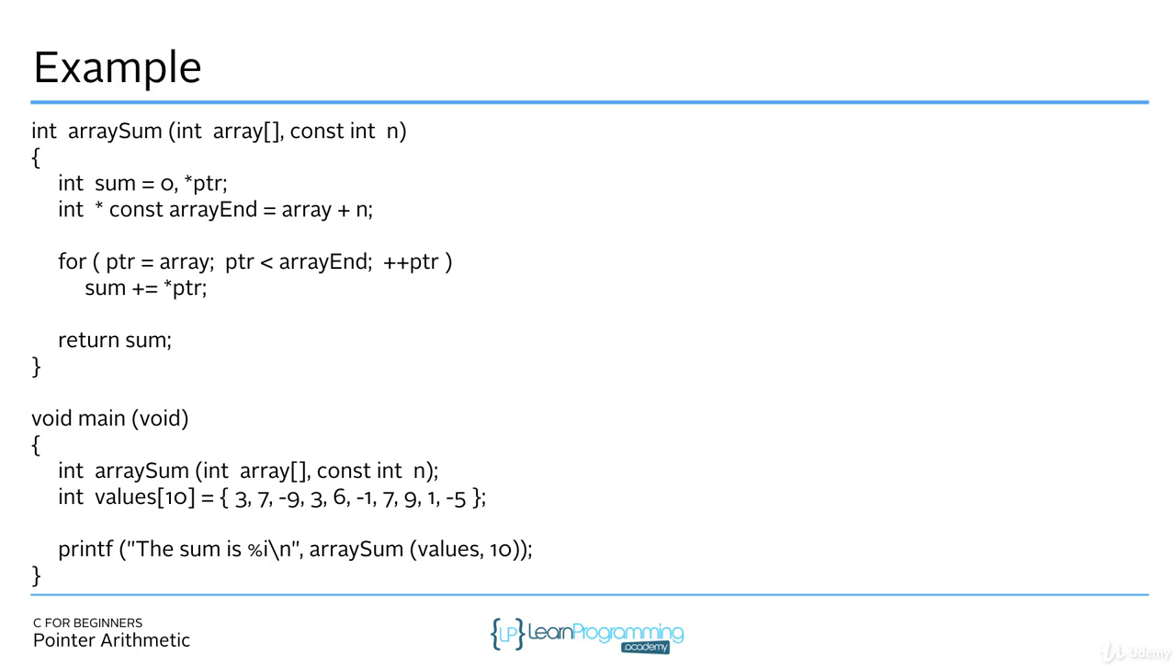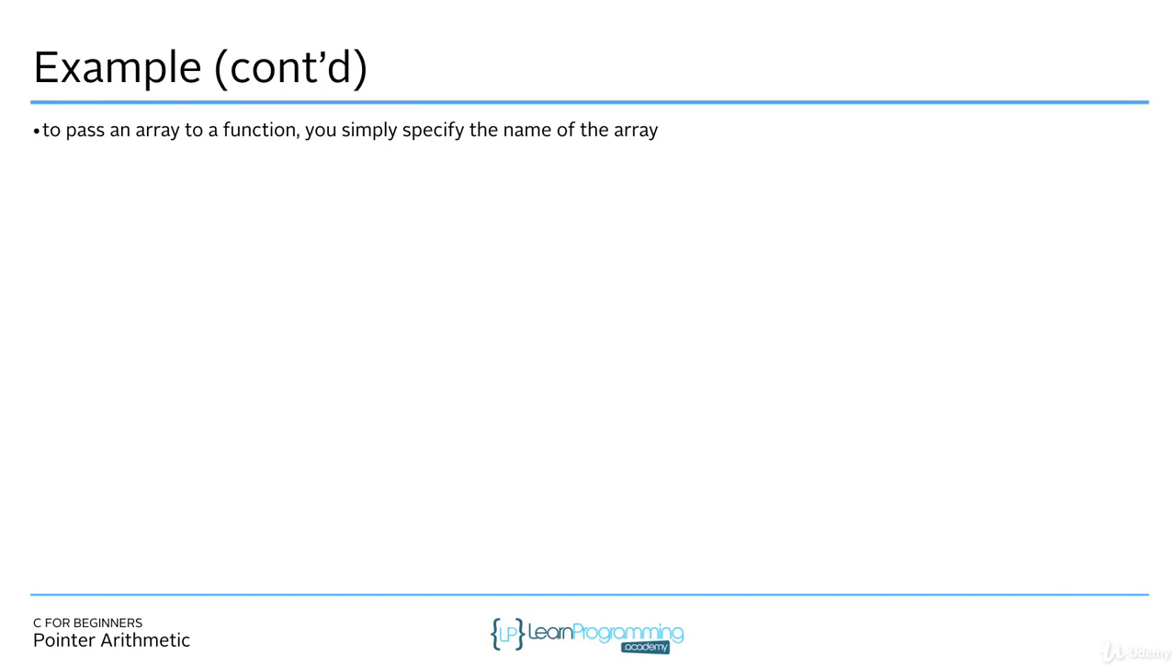You also should have noticed in this example that to pass an array to a function, you simply specify the name of the array. Right? So we know how to pass arrays to functions. And to produce a pointer to an array, you only need to specify the name of the array. Right? We saw that when we assigned the first element of the array to a pointer.